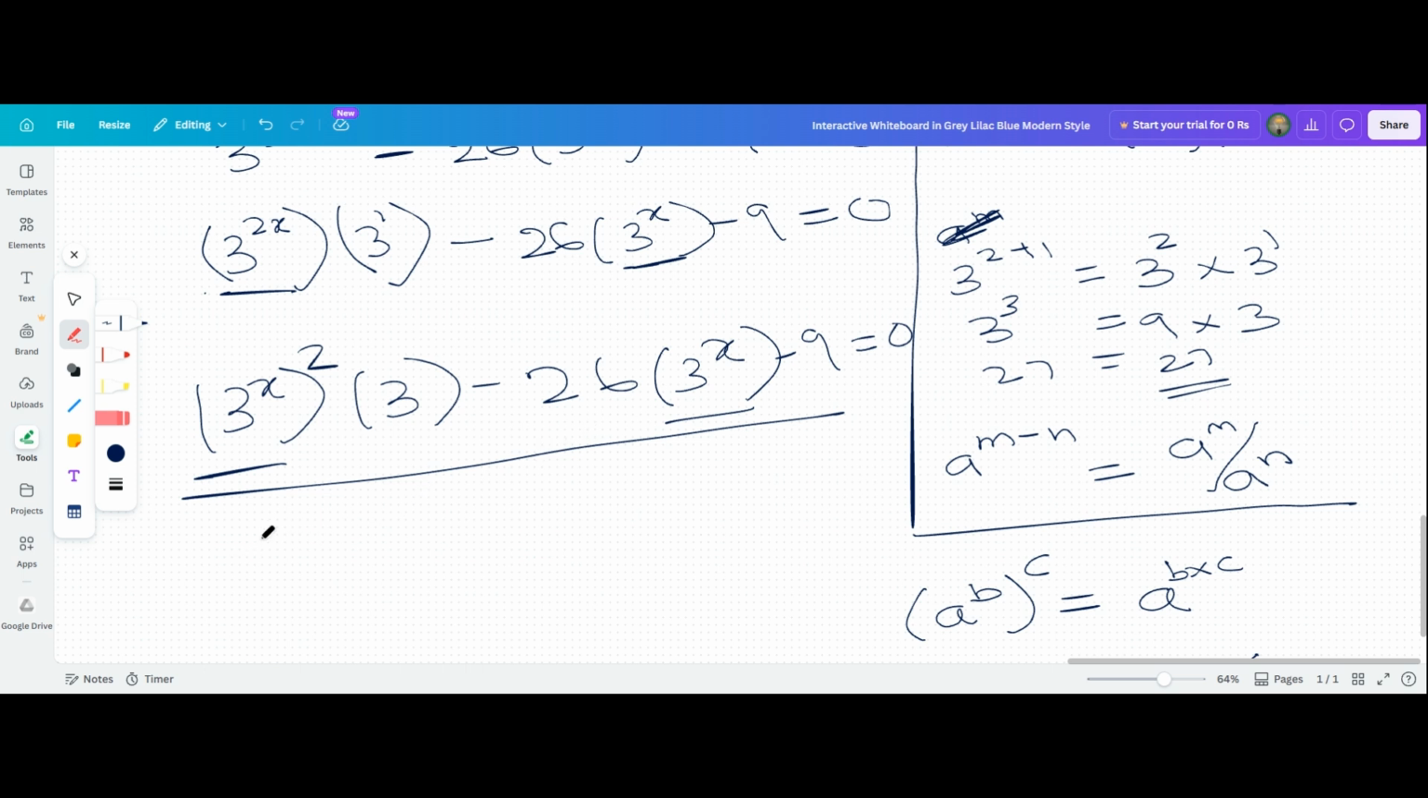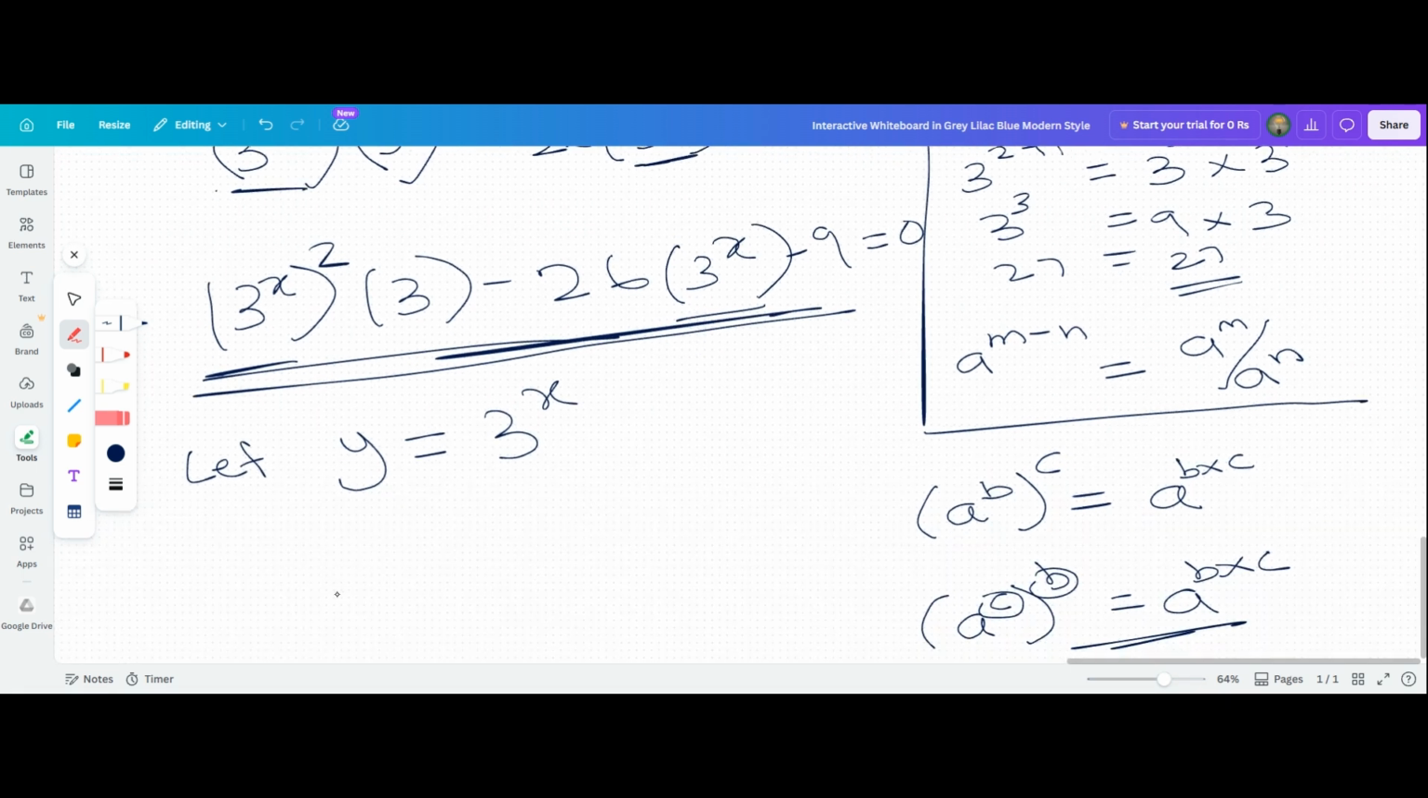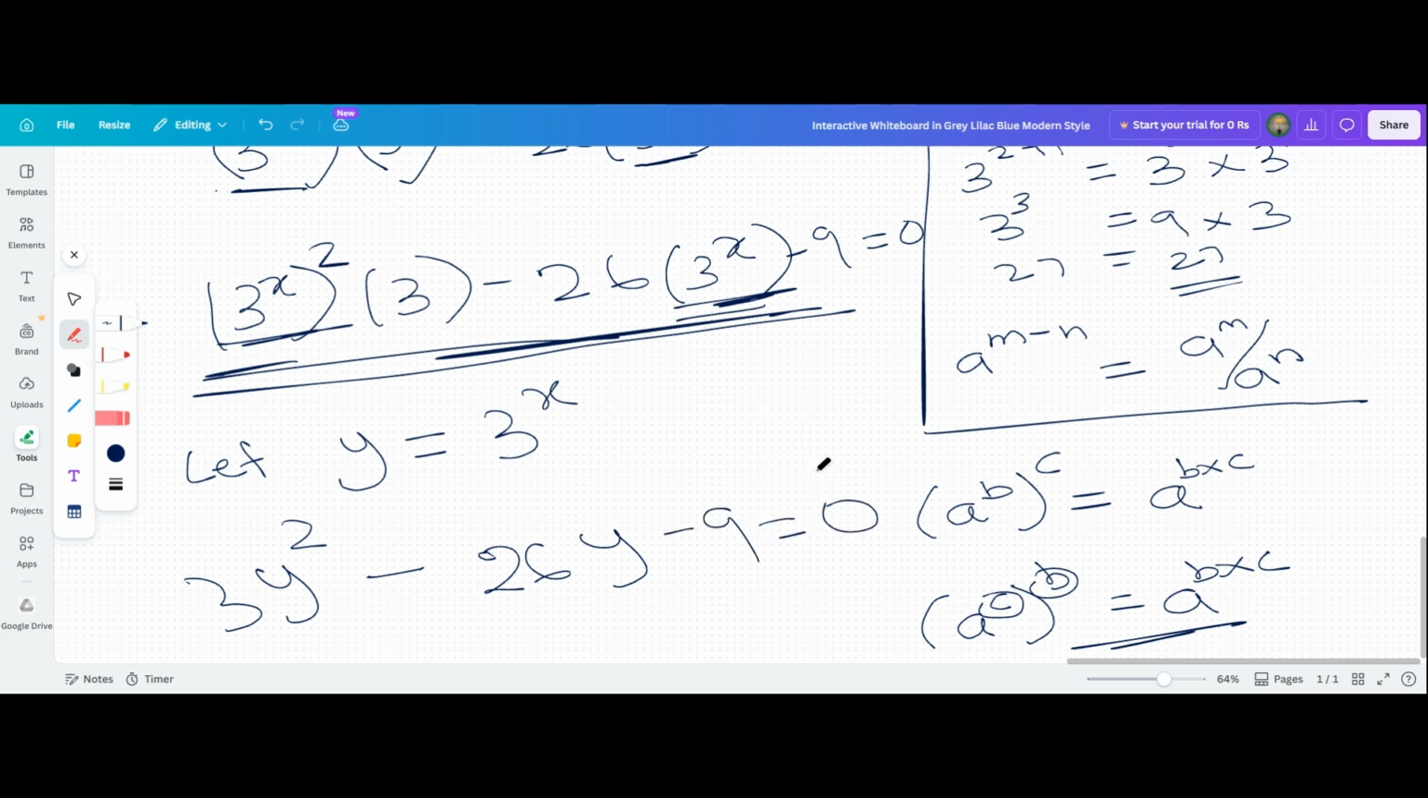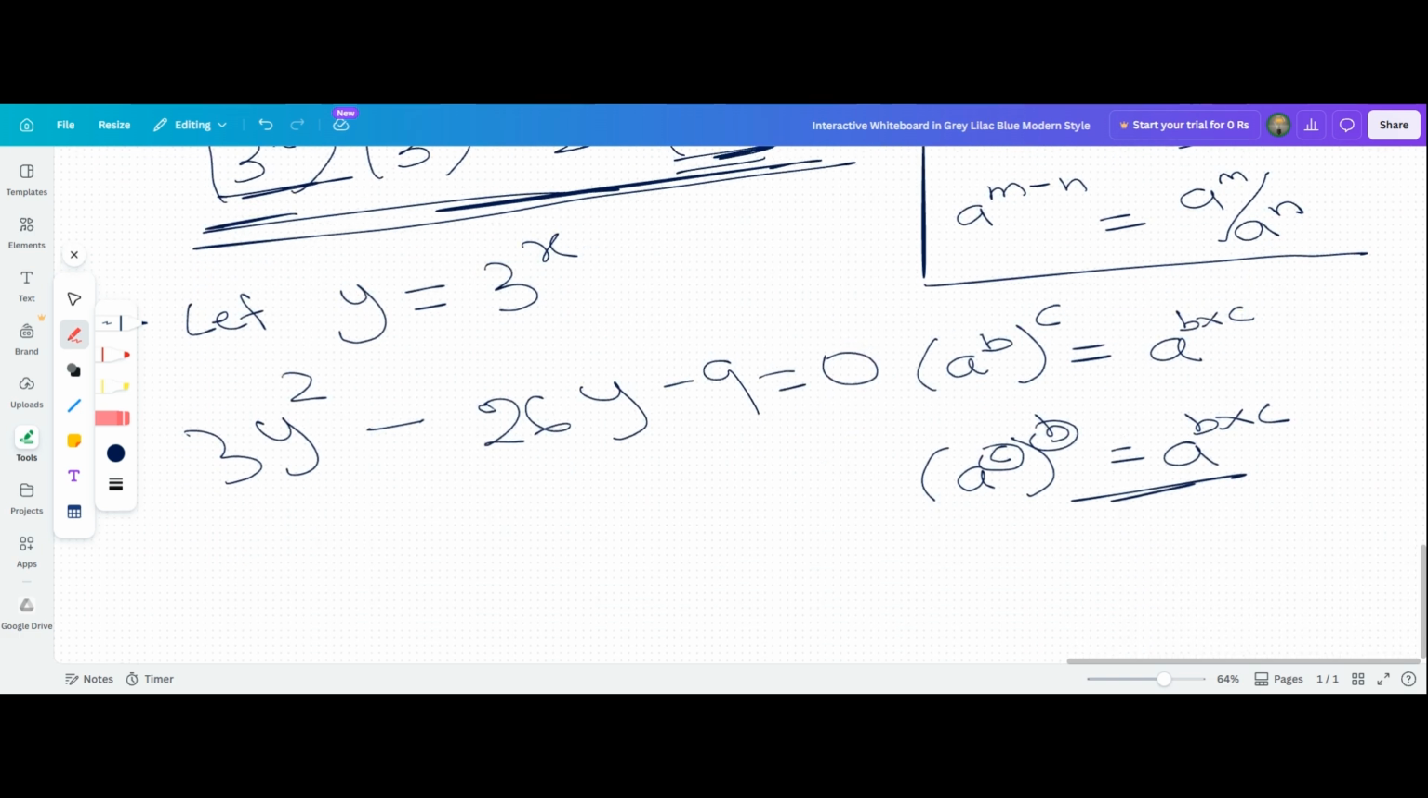What you can do is let y equal to 3 to the power x. How can you rewrite this? 3 to the power 2x is y squared, and there is a 3 in front. So 3y squared minus 26, 3 to the power x is y, so 26y, minus 9 is equal to 0. Now you see a very simple quadratic equation.